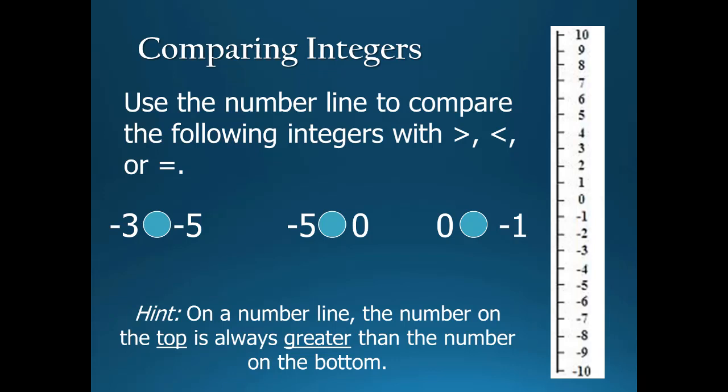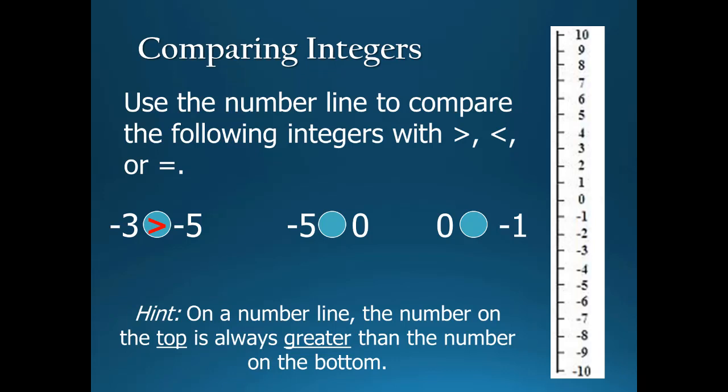Minus 3 ini ada di atasnya minus 5, ya. So we can say that minus 3 is bigger than minus 5. Angka yang berada semakin ke atas, dia akan semakin besar. The number on the top is always greater than the number on the bottom. Semakin naik angkanya, dia semakin besar.